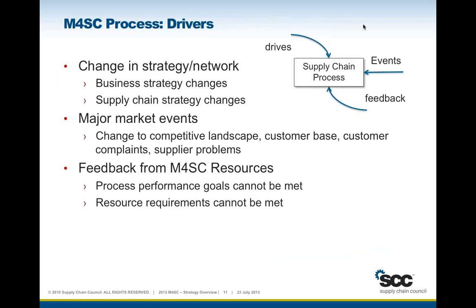So the question, of course, is what drives this set of activities? Well, we know that there are obviously changes that may come from the other process layers. So, for example, a change in business strategy or an adaptation of a business strategy in a supply chain strategy, a change in the network obviously may require me to make changes in process. So I know that the strategy and the network layer may drive changes in process.